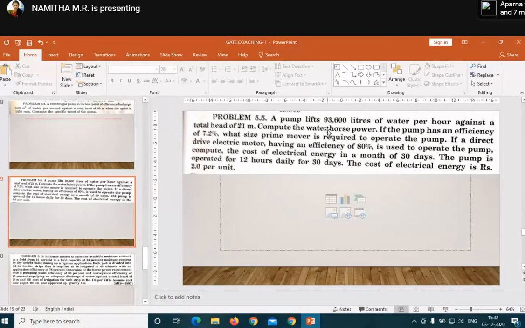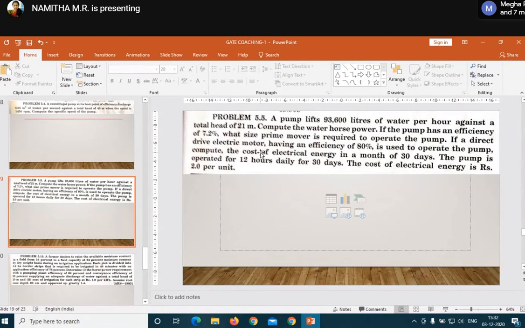A pump lifts 93,600 liters of water per hour against a total head of 21 meter. This is a very important problem. This type of problem is always asked in the GATE exam. Compute the water horsepower. It is easy only. Q is given, H is given. You can easily compute the water horsepower.